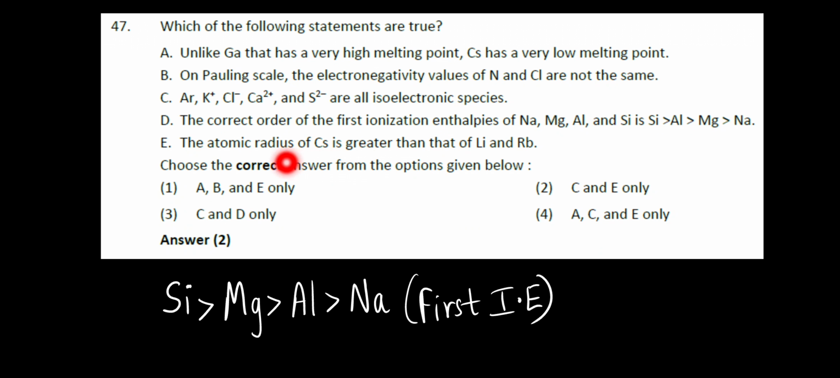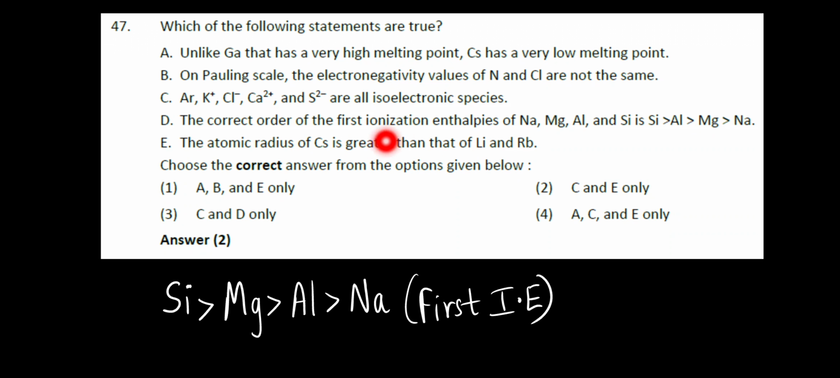That is 3. Then option C: argon, potassium plus, and so on, all these are isoelectronic species. Now what is the meaning of iso? Iso means same. Electronic means the total number of electrons should be the same. Argon belongs to helium, neon, argon: 2, 10, 18, so it has 18 electrons. Potassium's atomic number is 19, plus 1 means remove 1 electron, so 18. Cl atomic number 17, minus means add 1 electron, 18. Calcium is 20, so remove 2 electrons, we get 18. Sulfur is 16, 2 minus means add 2 electrons, 16 plus 2, 18. So all are having 18 electrons.